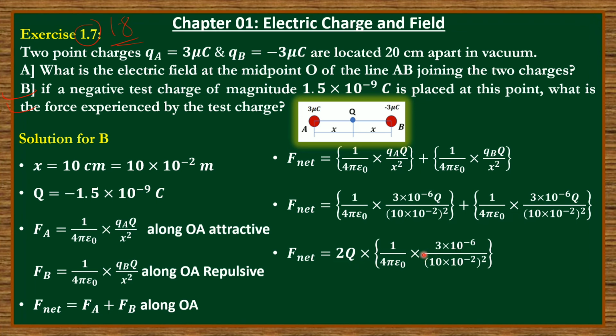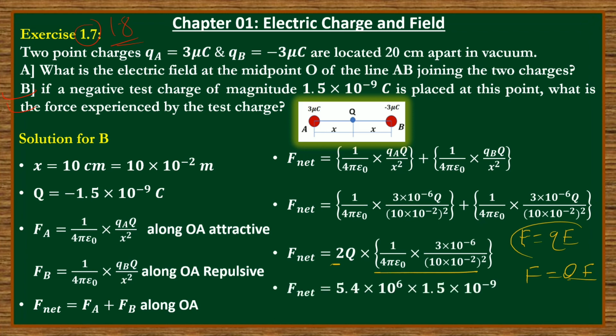Already we have calculated in the previous slide, that is electric field. Correct or not? Otherwise, what is the electric field? What is the force? Force is equal to Q into electric field. This is the formula, no? So here force is equal to Q into E. Okay, so this 2 into this bracket term, already we have calculated. That value we have got is 5.4.